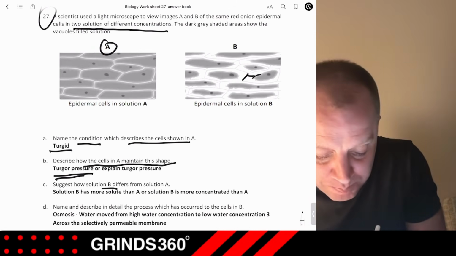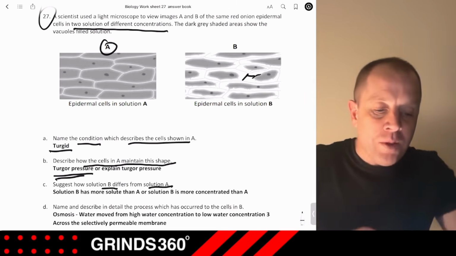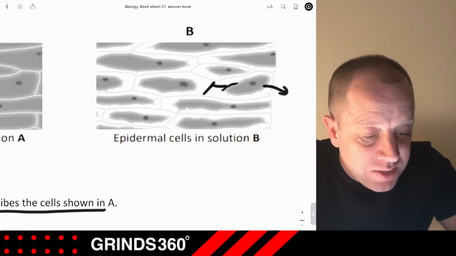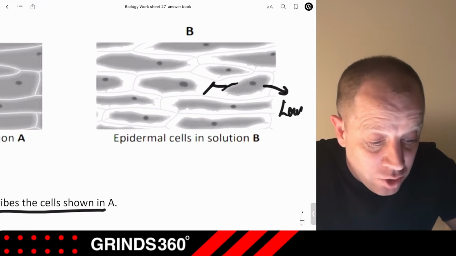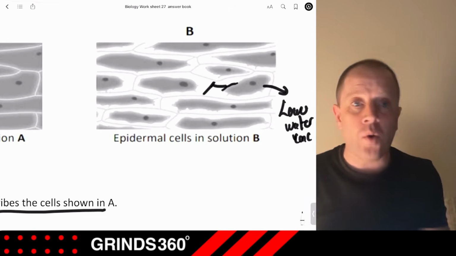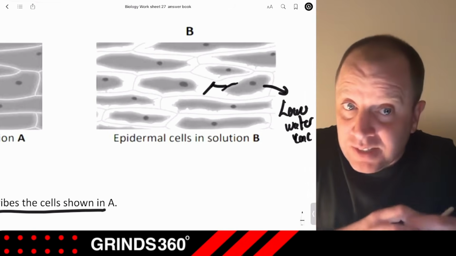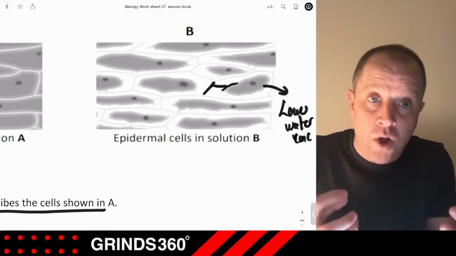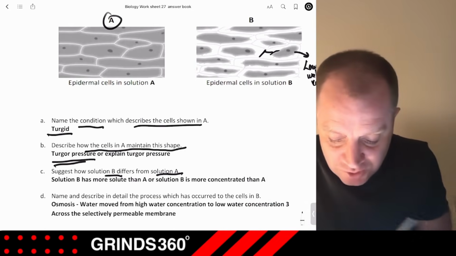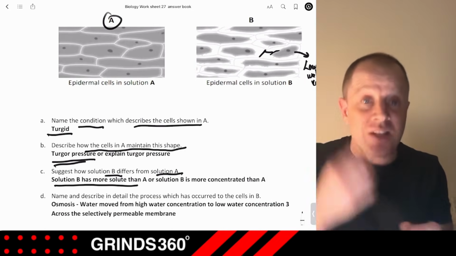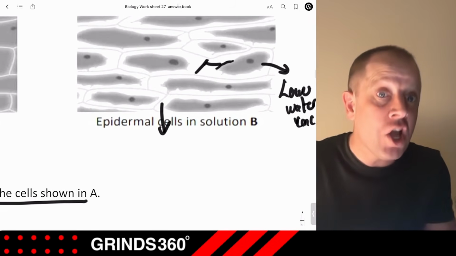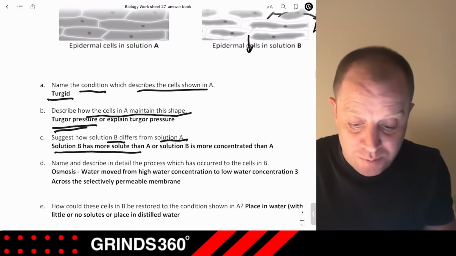How did solution B differ from solution A? Well, because water left these plant cells, that meant that the solution they were in had a lower water concentration. Low water concentration means the solution has more solute in it. So there's your answer: solution B has more solute in it than A. And that's why water went from a higher water concentration to a lower water concentration out of the plant cell, and therefore they lost turgor pressure.